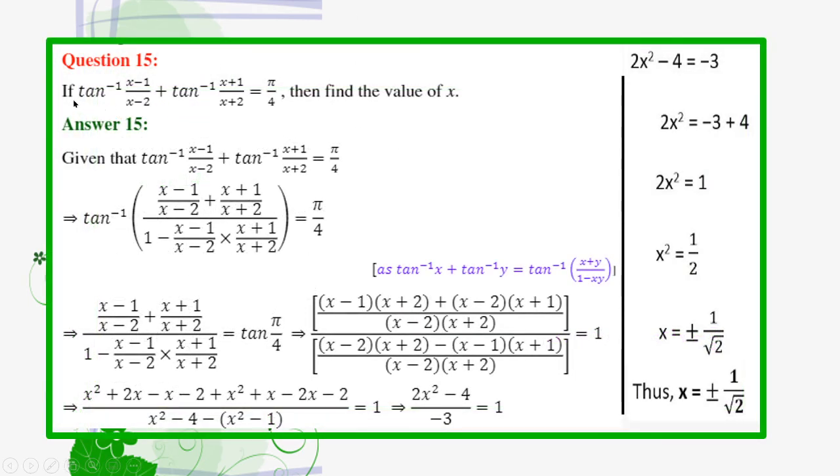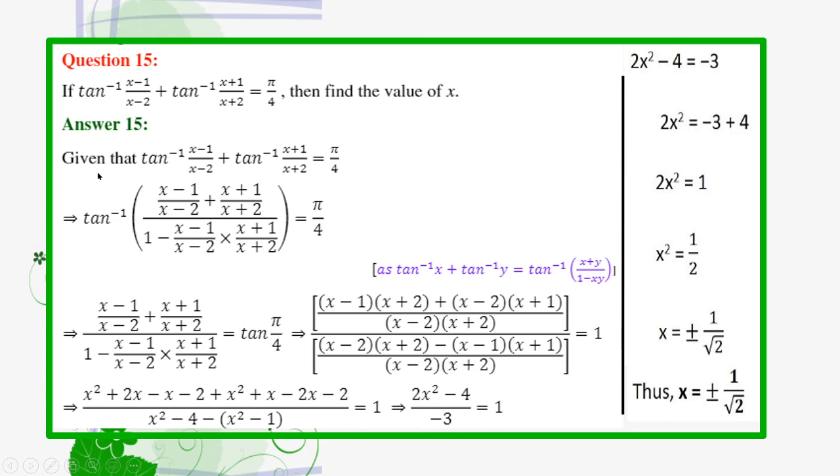Question number 15. If tan inverse this plus tan inverse this is equal to pi by 4, then find the value of x. Student, this is a very important question. It has come so many times in the exams in 6 marks long questions. So please don't ignore this question.